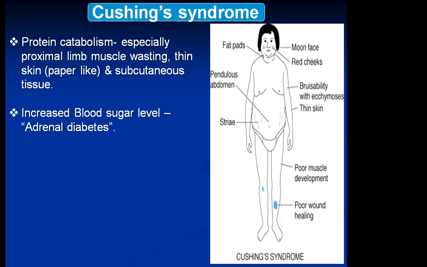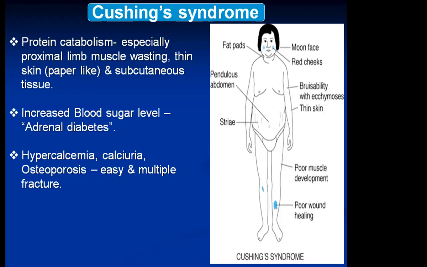Now we had seen what is the effect of cortisol on the carbohydrate metabolism, like gluconeogenesis, increase in the glycogen storage, how it increases the insulin resistance. So in spite of increasing the blood sugar level, insulin resistance is also there. Therefore, it will lead to a condition known as adrenal diabetes.